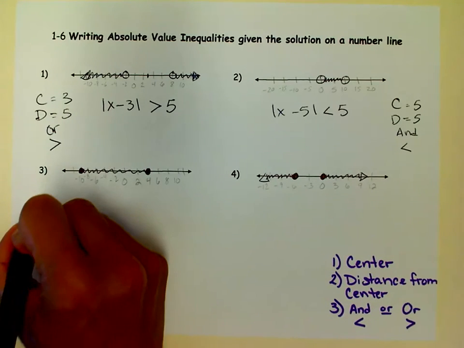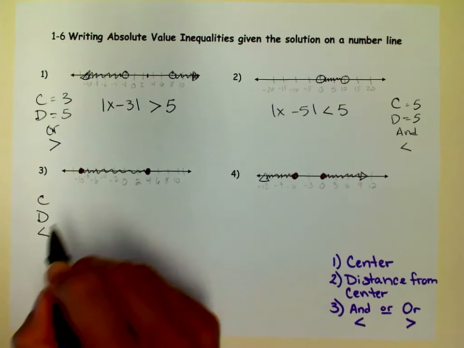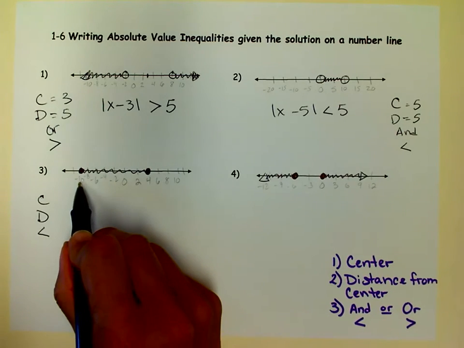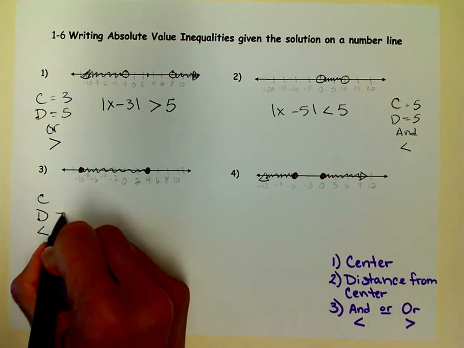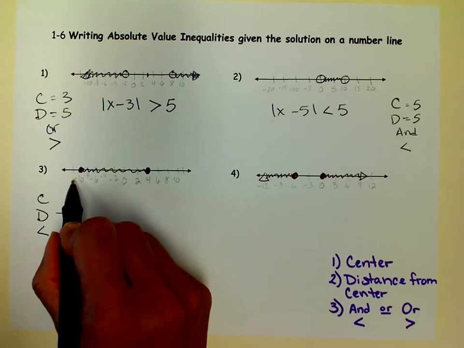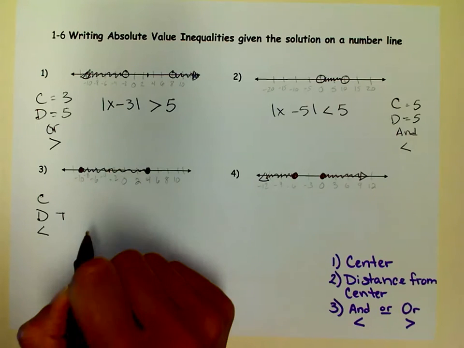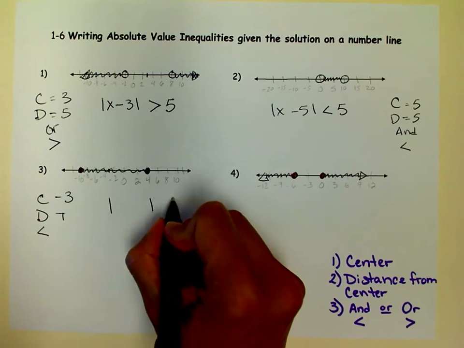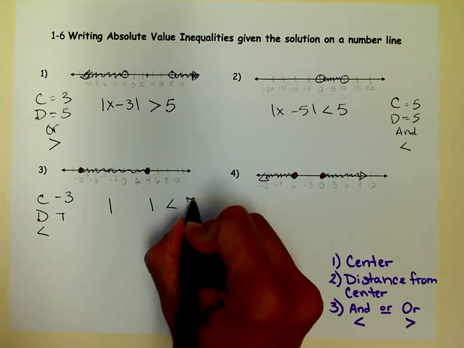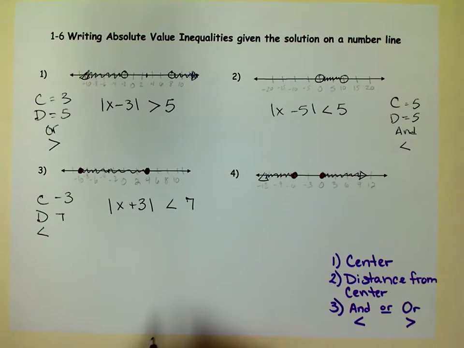Okay, here. We need to find the center and the distance. We already know it's an and, so we know it's going to be a less than. So we're from 4 to -10, which is 14. So my distance, well, it's not 14, it's half of that. My distance is 7. So I need to go 7 out. So 2, 4, 6, 7. Right there is the center, which is -3. So when I write my inequality, my distance goes out here, and the opposite of the center goes here.